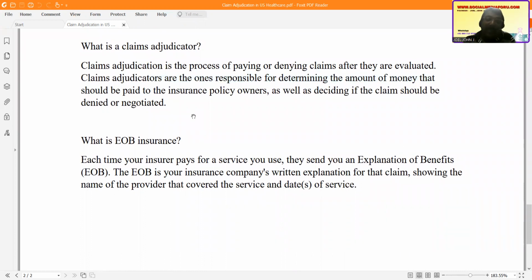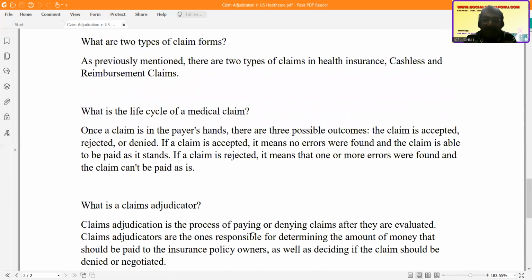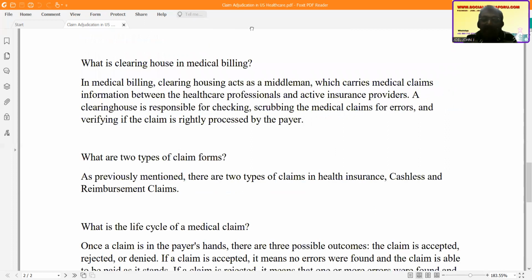So how will we know what are all the things which are denied and what are all the things which are paid? For that, we have something called EOB. So that's what we are going to see. What is an EOB in insurance? Each time your insurance pays for a service you use, they send you an explanation of benefits, called EOB. The EOB is your insurance company's explanation for the claim, showing the name of the provider, the covered services and the date of service. If it's not covered, they will put the denial code with the reason for denial as well. There are different types of EOB as well. I have made a video about that, showing some samples to you. So click on the US medical billing playlist at the end screen and watch all the videos.